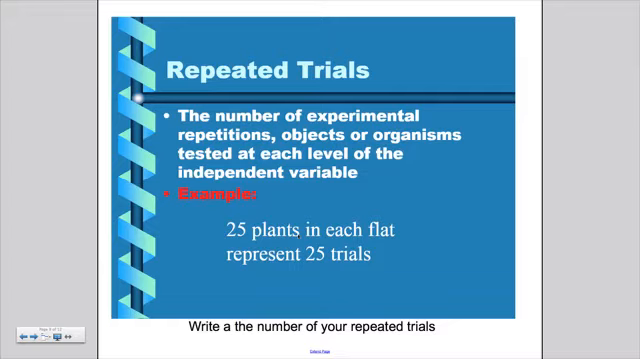Repeated trials. The number of experimental repetitions, objects or organisms tested at each level of the independent variable. So for example, 25 plants in each flat represents 25 trials. Based upon your trials, and again it could be very similar to the experimental design scenario that's given, write the number of your repeated trials or come up with how many you would have in your design. Pause the video again until everyone has not only marked on their experimental design scenario what represents a repeated trial, but also wrote their own number of repeated trials.